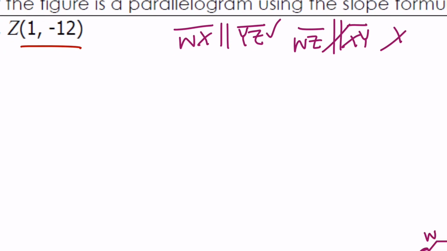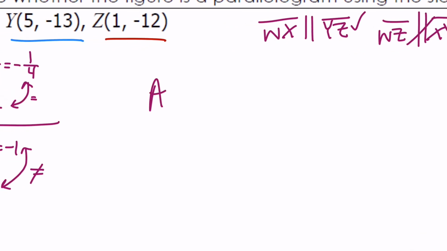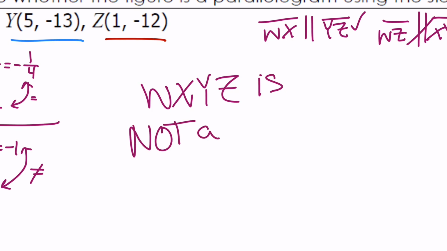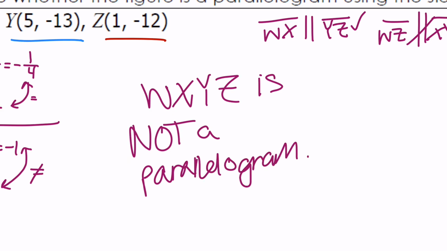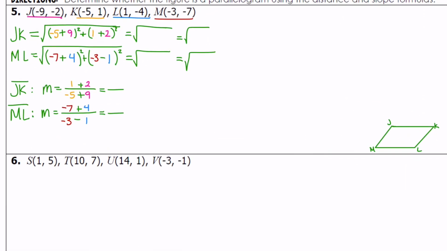So even though one of the sets of opposite sides is parallel, the other is not. So WXYZ is not a parallelogram. Since both sets of opposite sides were not parallel, then it is not a parallelogram. Okay, so that's number 4. Let's move on to number 5.